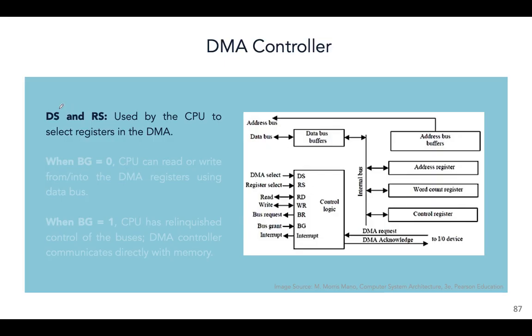Then we have DS and RS. DS, DMA select, and RS, register select, are used by the CPU to select registers in the DMA, used by the CPU to access the DMA's registers.